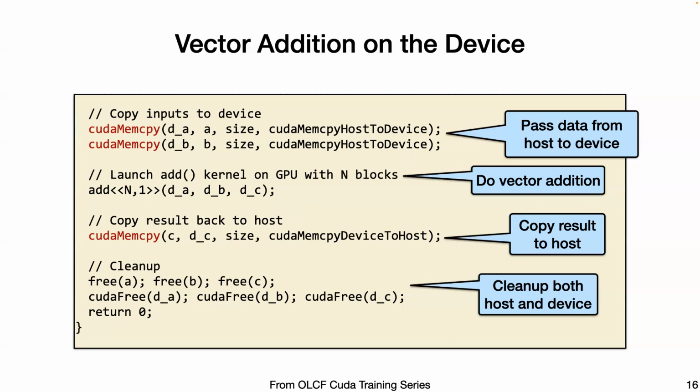And then after add is finished, you call memcopy. The answer is in d sub c. So now c is dest and d sub c is source. Size is the same. And now this is device to host, so it's in the opposite direction. And then after that, you just clean up with free. Make sense?